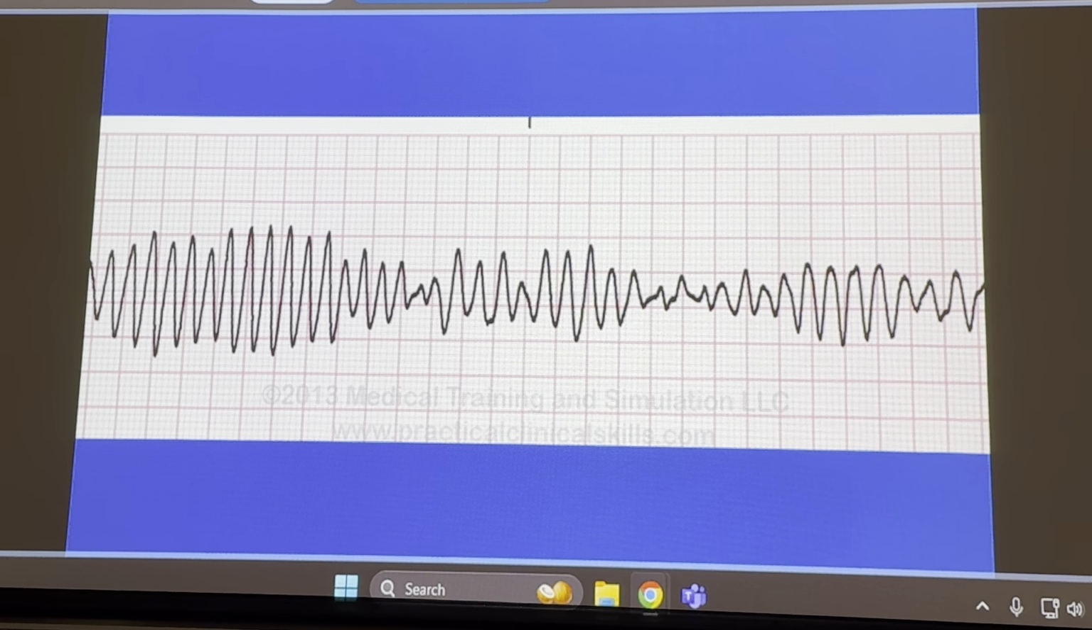This is a lethal rhythm. Are they going to have a pulse with this? They should have a pulse with this. Perfect. What kind of things are we going to do for this patient? Shock. Good. Shock and mag.